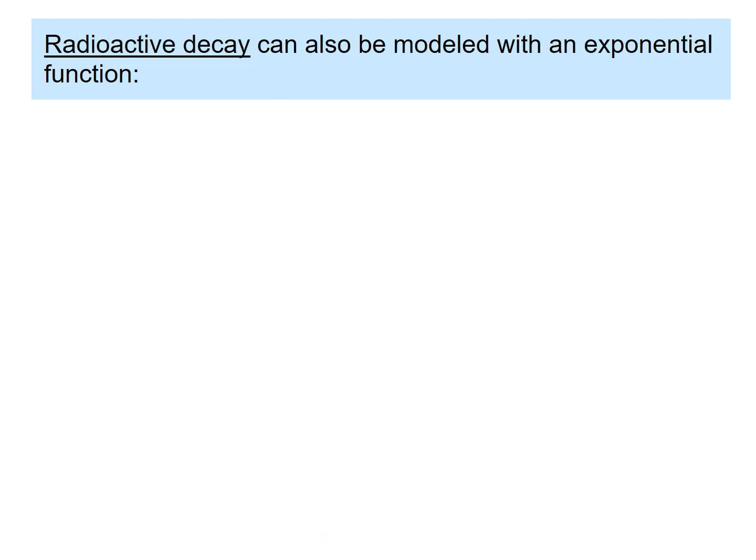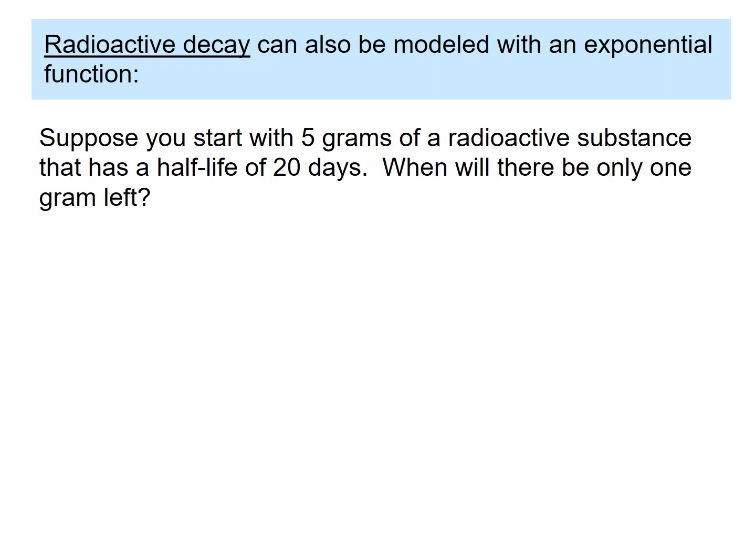Radioactive decay can also be modeled with an exponential function. And this would actually be exponential decay because the amount is going down. Start with 5 grams of radioactive substance, has a half-life of 20 days, meaning every 20 days you have half of what you started with. We want to know when there will be 1 gram left.